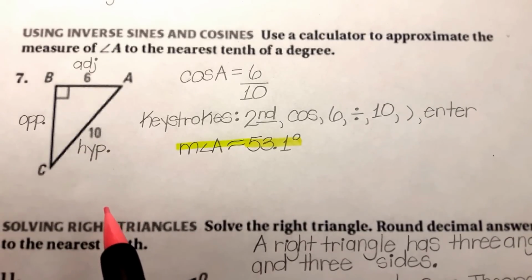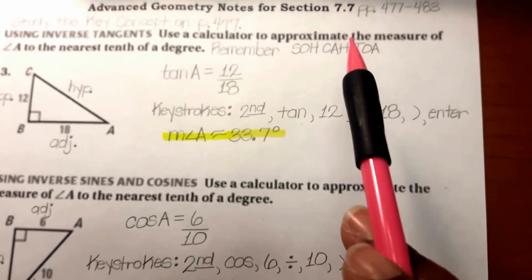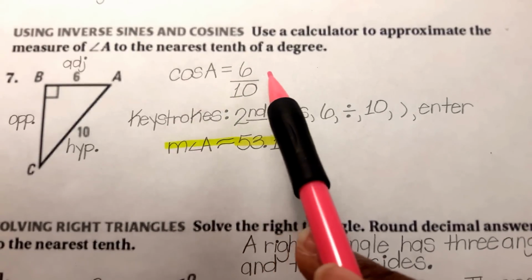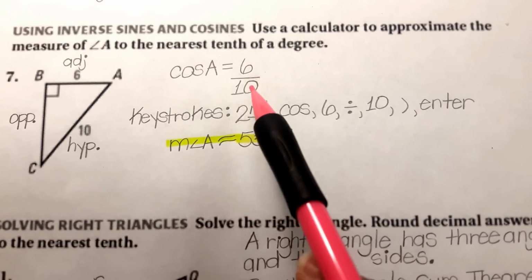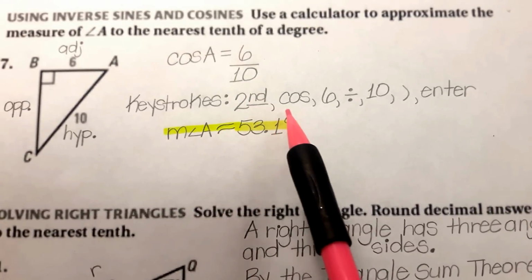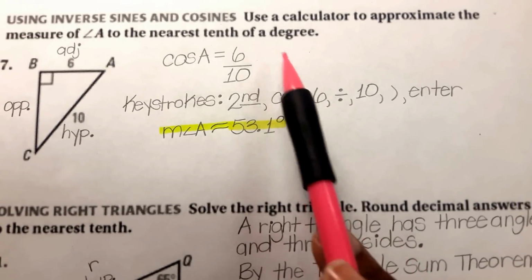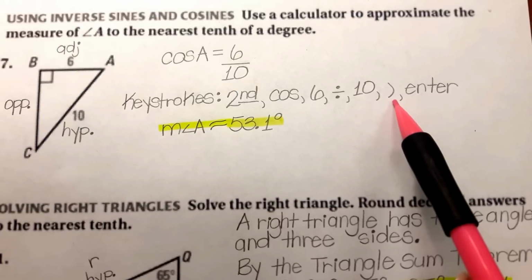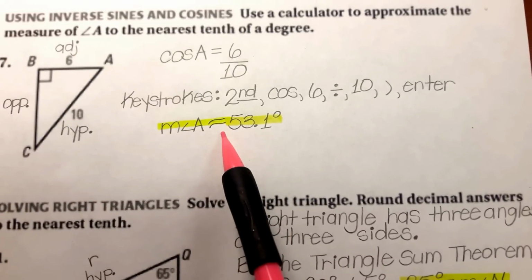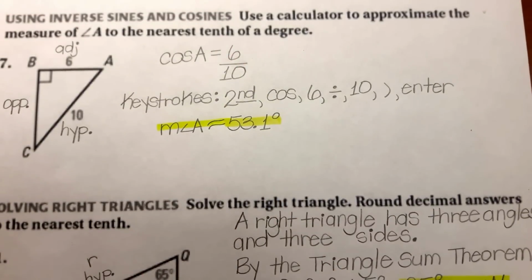So I have to figure out which of my trig ratios has adjacent and hypotenuse in it. And I know that my cosine has adjacent and hypotenuse in it. So for my adjacent, I'm going to plug in 6, and for my hypotenuse, I have 10. Again, I use the same keystrokes. I'm going to say second cosine, and I'm looking for the cosine inverse. Then 6, divided by 10, close your parentheses, and then hit enter. Once I do that, I have the measure of angle A, which is approximately equal to 53.1 degrees, rounded to the nearest tenth place.